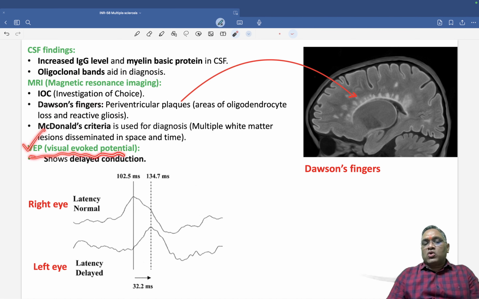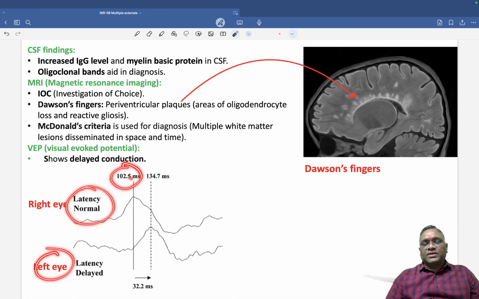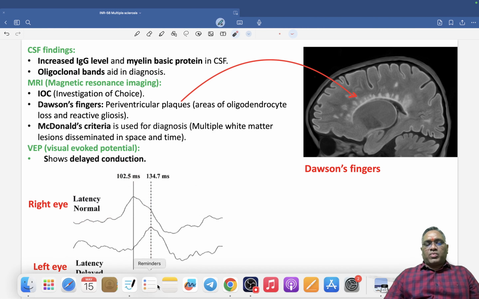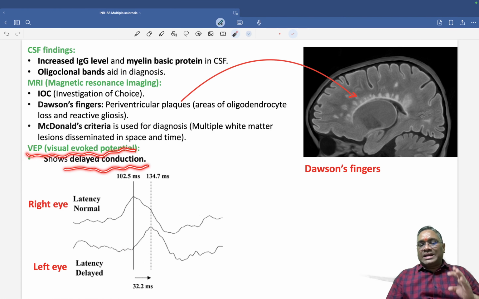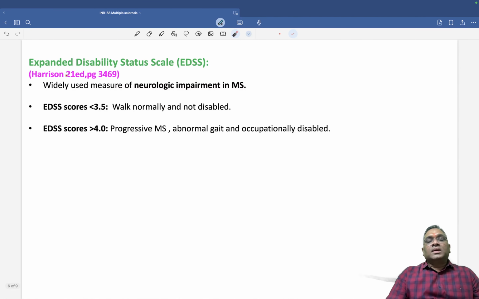VEP, what is visual evoked potential? When you see the visual evoked potential, obviously myelin has been damaged. So suppose the left eye is damaged, in visual evoked potential you will see slow or delayed conduction. So that is why you can see latency is normal here, but in case of left eye damage, you can see there is a delay of 32.2 milliseconds, right? So this is important. Latency will be prolonged in the affected eye, or in simple words, in visual evoked potential you will see delayed conduction in multiple sclerosis. This is a point which I observed in the Harrison 21st edition on this page number.